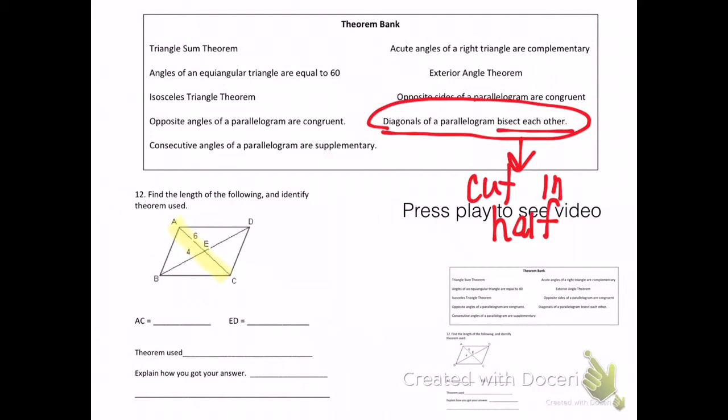So if I want to find the length of AC, I know the distance from A to E is 6. So the distance from E to C would also be 6. So if I add 6 plus 6, AC is 12. Now, I also need to find the value of ED. From E to D, it's from the center there. I know that it's going to be equal to the distance from B to E because our theorem tells us that the diagonals are bisected. So E to D equals 4.